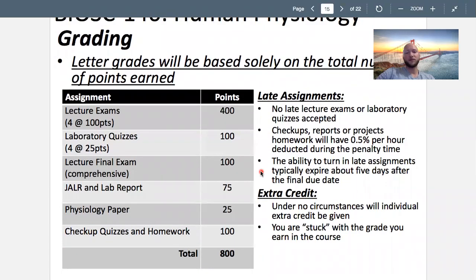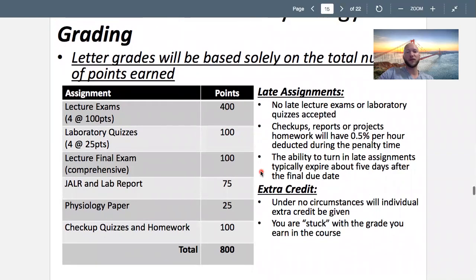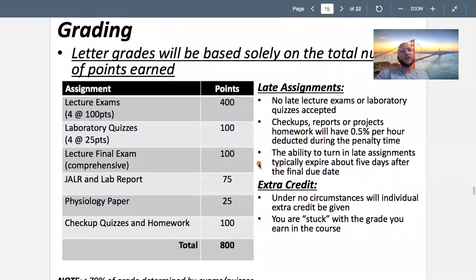Late assignments. No late lecture exams or laboratory quizzes are going to be accepted except under extraordinary circumstances. We touched on that already. As far as the checkup goes, when you look at the syllabus, there are going to be 3 dates listed for each of the checkups. Please pay attention to this because it's a little bit confusing, but we're going to get it, okay?